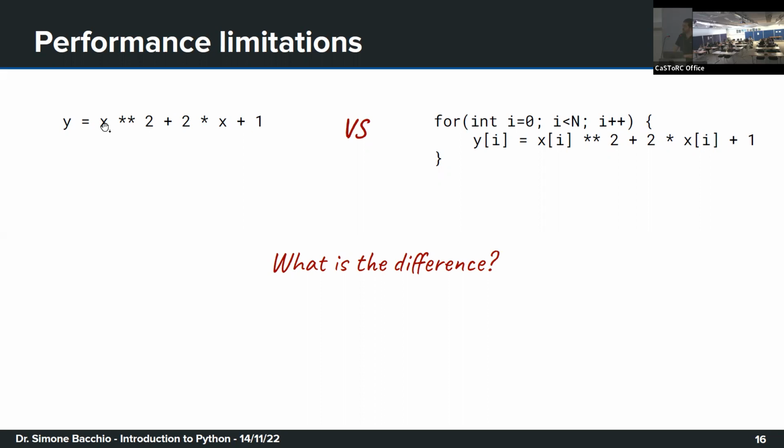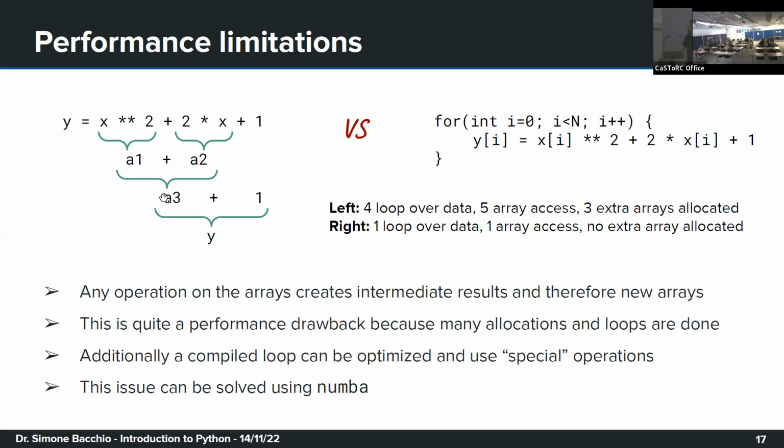literally as it's written. So first it does x to the power 2, then it does 2 times x, then it sums them together, and then it sums 1. So the difference on this left-hand side, that is a performance drawback of this way of doing calculations, is that NumPy itself doesn't really know what you want to do.